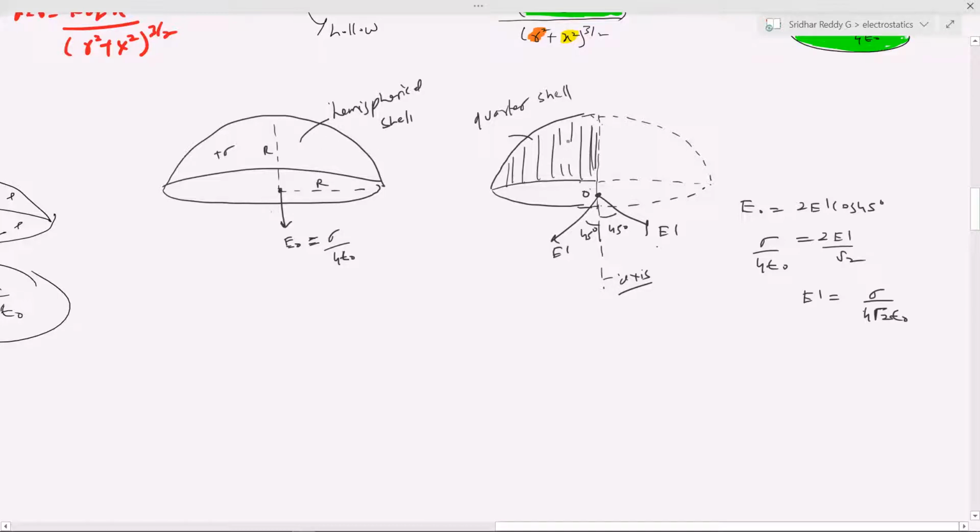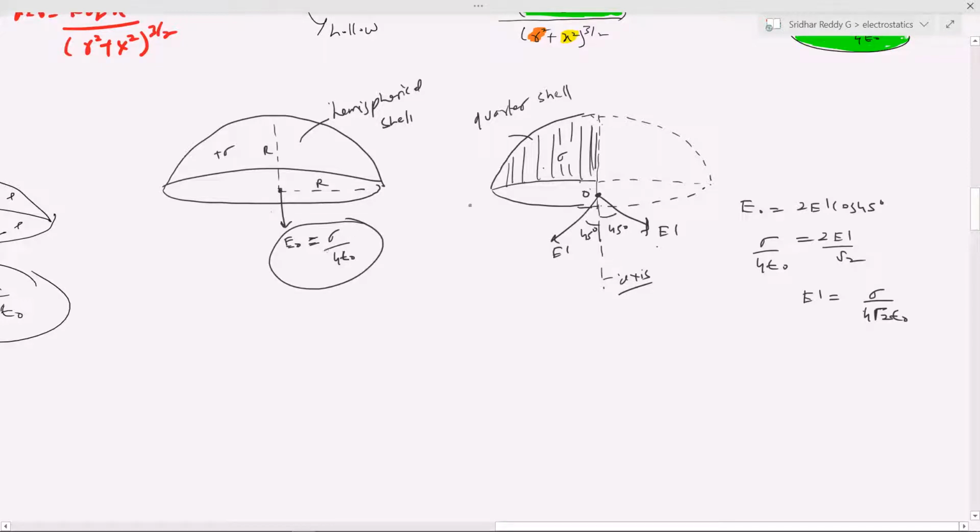Now what is the field produced by this hemispherical shell? E naught by sigma epsilon naught. How is it E naught by sigma epsilon naught? The field produced by the left half will be directed here. I'm showing it here. What about this E dash? The field produced by the right half. The resultant of those two is what? E naught equals sigma by 4 epsilon naught.